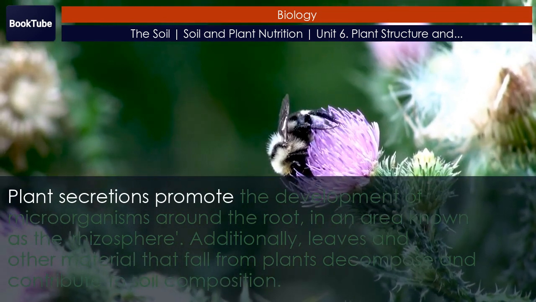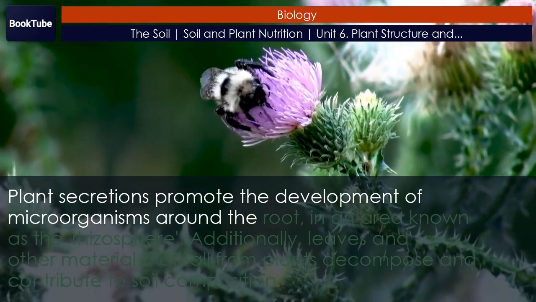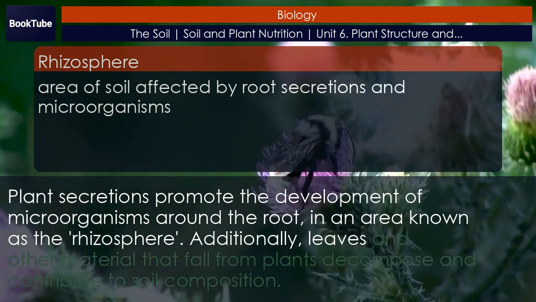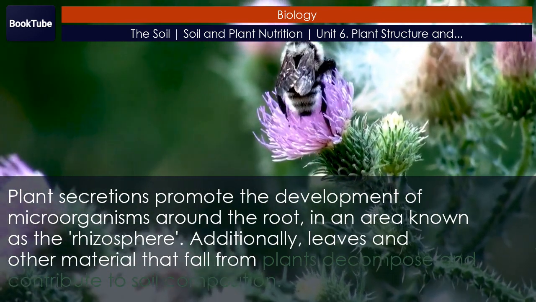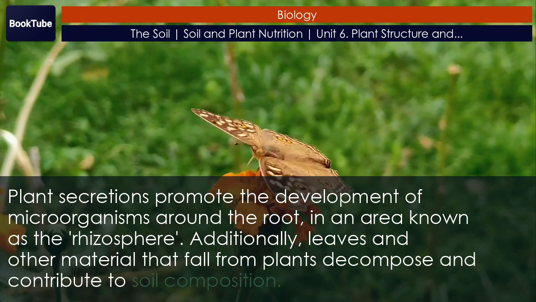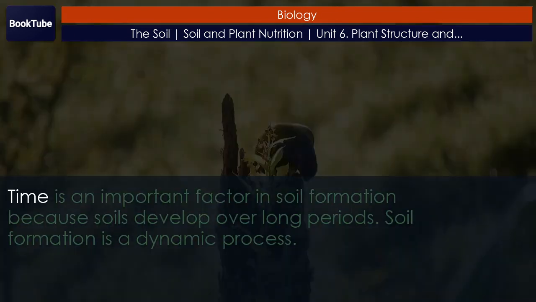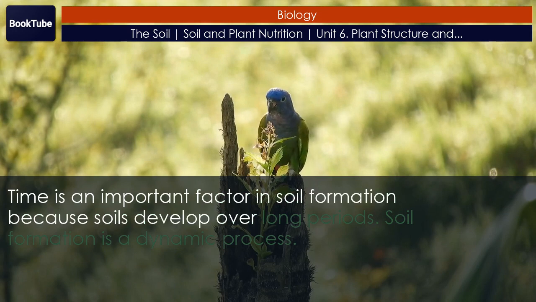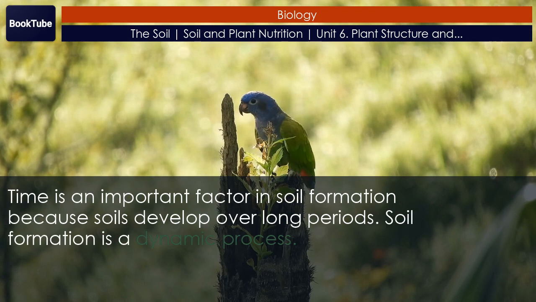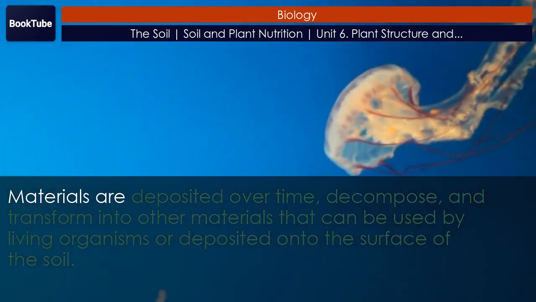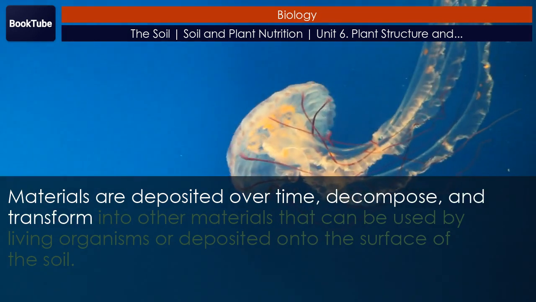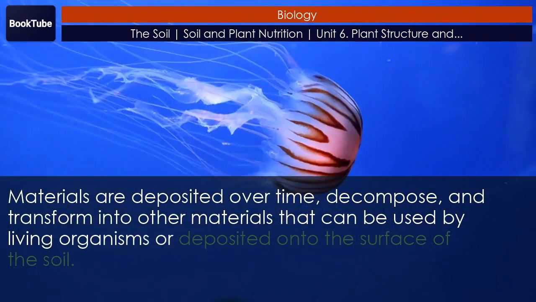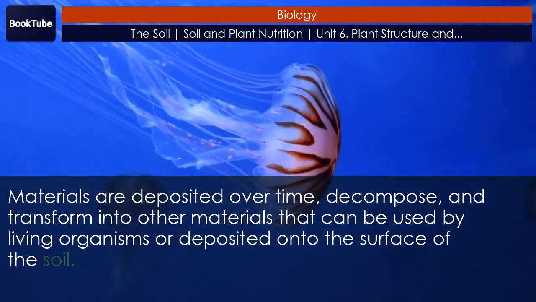Plant secretions promote the development of microorganisms around the root, in an area known as the rhizosphere. Additionally, leaves and other material that fall from plants decompose and contribute to soil composition. Time. Time is an important factor in soil formation because soils develop over long periods. Soil formation is a dynamic process. Materials are deposited over time, decompose, and transform into other materials that can be used by living organisms or deposited onto the surface of the soil.